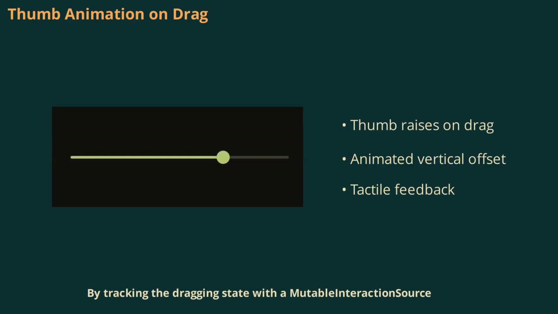By tracking the dragging state with a mutable interaction source, you can raise the thumb as it's being dragged and lower it when released. This is achieved by animating a float value for the vertical offset. The result is a thumb that visually responds to user input, making the slider feel more tactile and engaging.